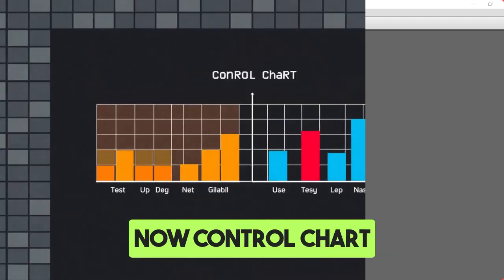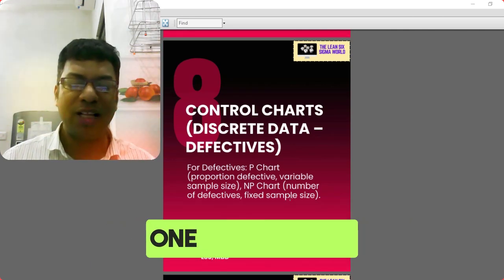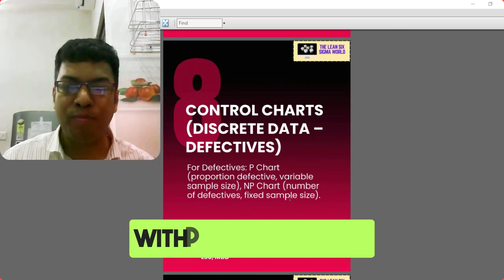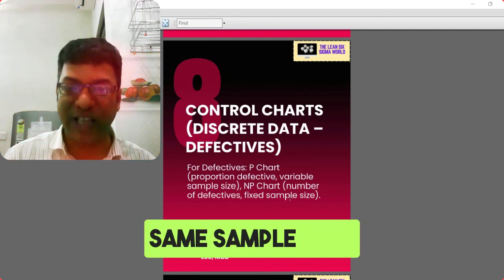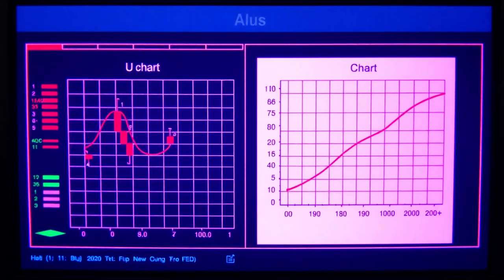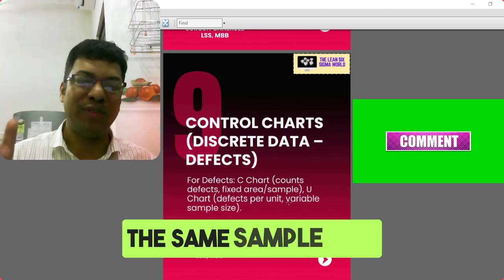Now, control charts for discrete data. For discrete data, there are two things: one is defectives, another one is defects. For defectives, we go with the P and NP charts. The P chart is for different sample sizes, the NP chart is for the same sample size. And for defects, we go with the U chart and C chart. The U chart is for different sample sizes, the C chart is for the same sample size.